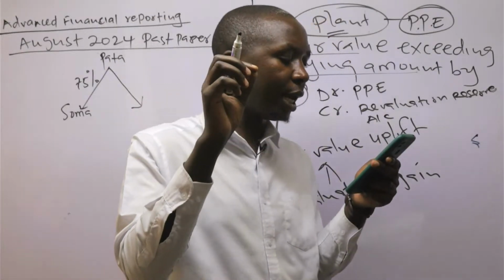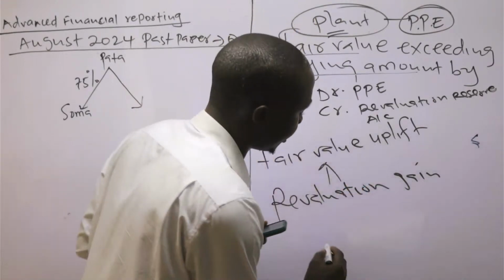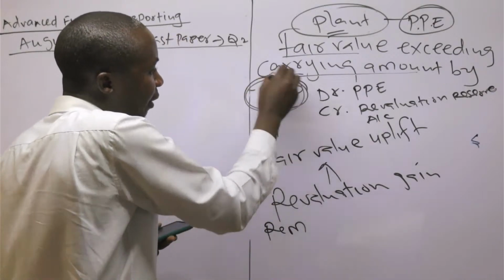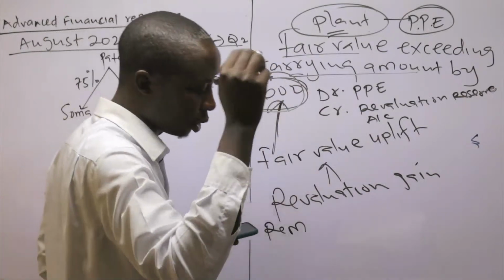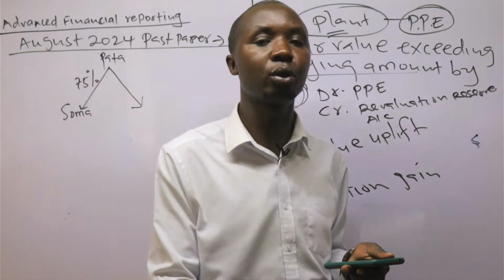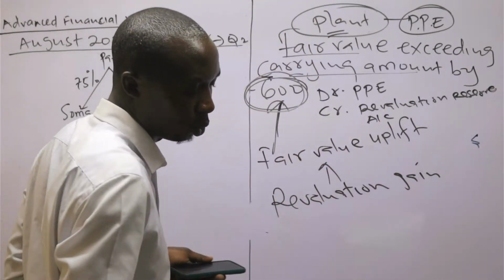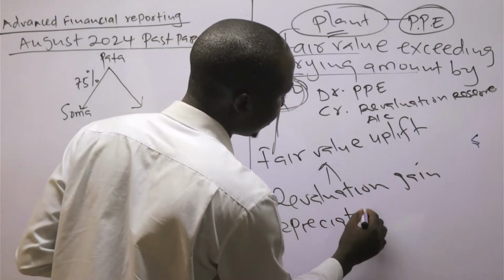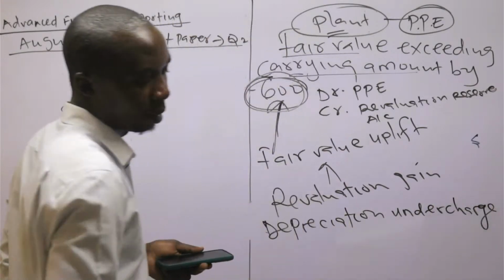Then they went ahead to say that the plant had a remaining useful life of 6 years. So you see, the asset has been revalued with the 600, which has not yet been subjected to depreciation. That is why you are being provided with the remaining useful life, so that you determine what we call depreciation undercharge. You compute what we call depreciation undercharge.